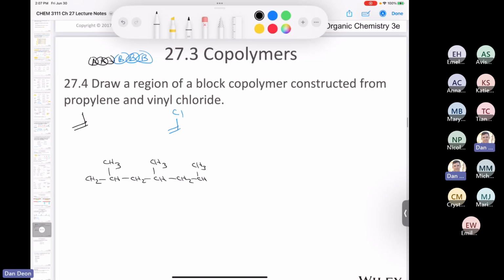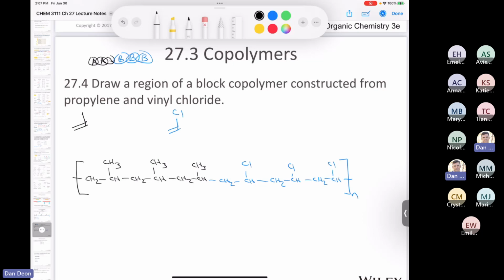Like that. And then we've got our vinyl chloride. We'll make 3 of these. Do another one. This. And then that'll be enough. Something like that. So yeah, there's our block copolymer. Everybody with me on that one? And again, it's not meant to be a mind-boggling exercise. It's just kind of, do you understand the concept of it?